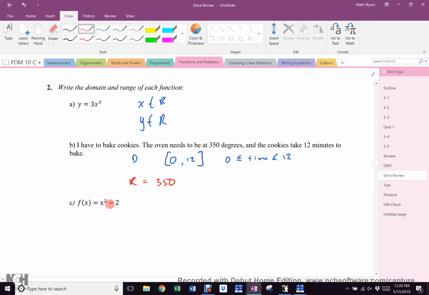And this one, domain is what? What can I put in for x? Anything, because I can square any number, right? What's my range? Everything greater than 0? 1?